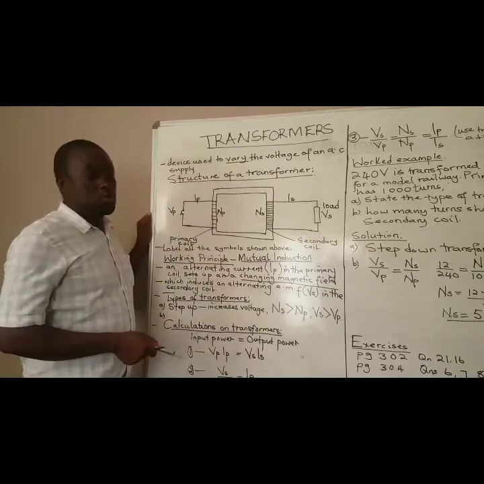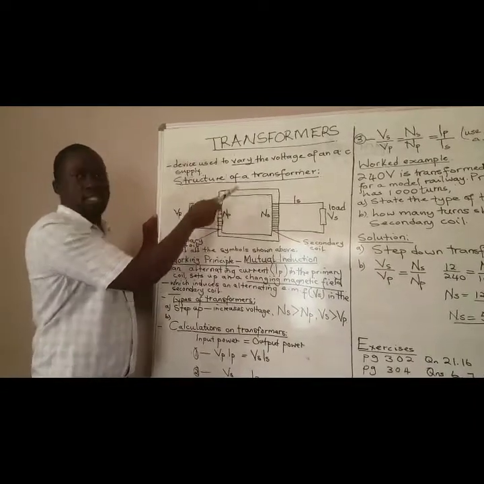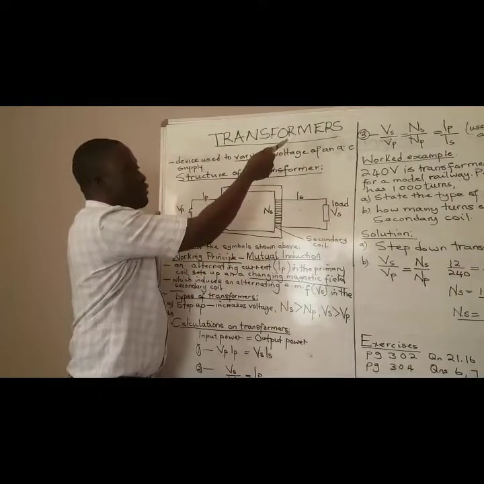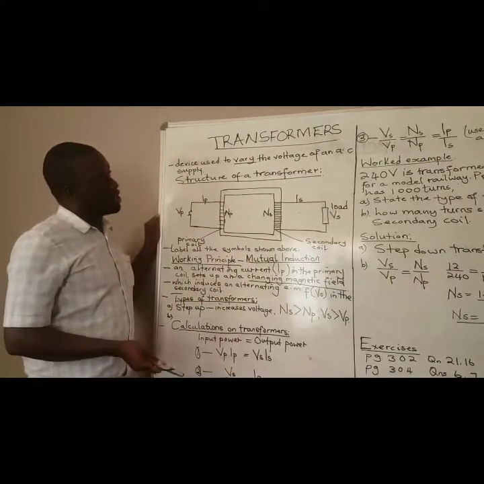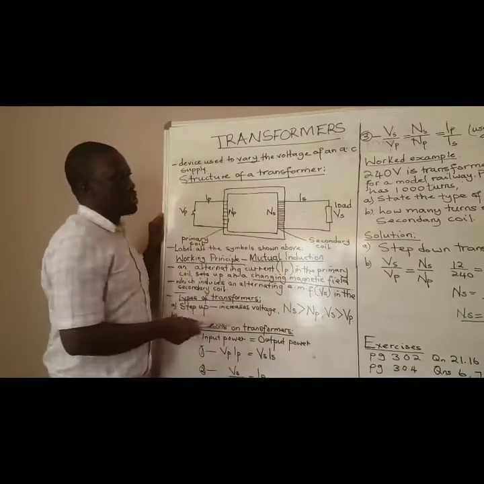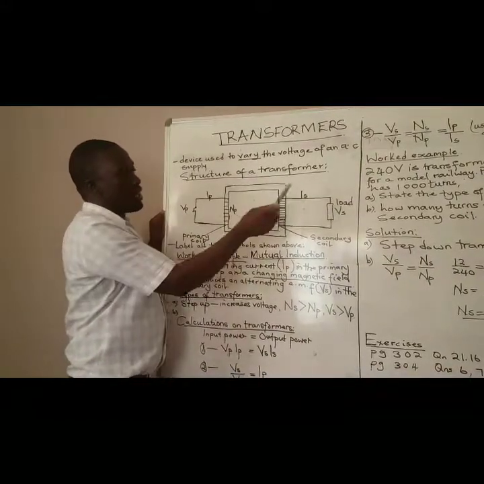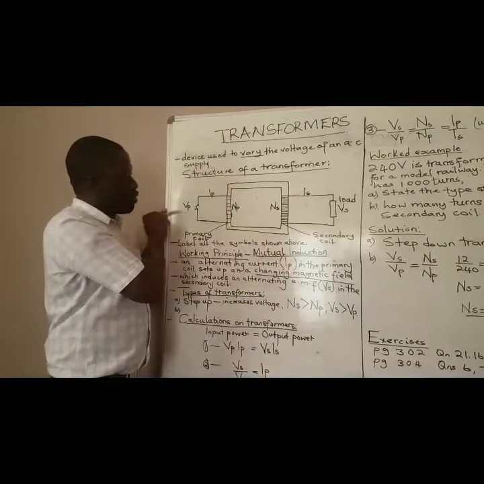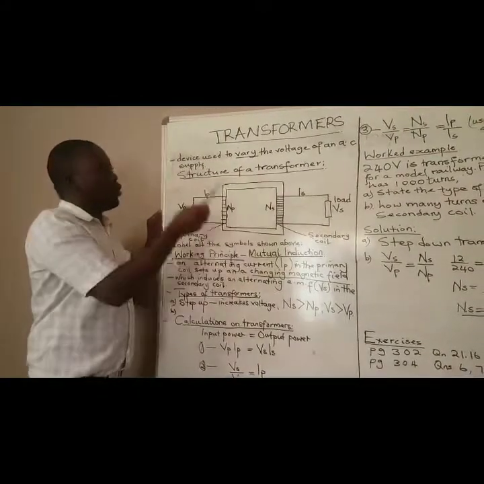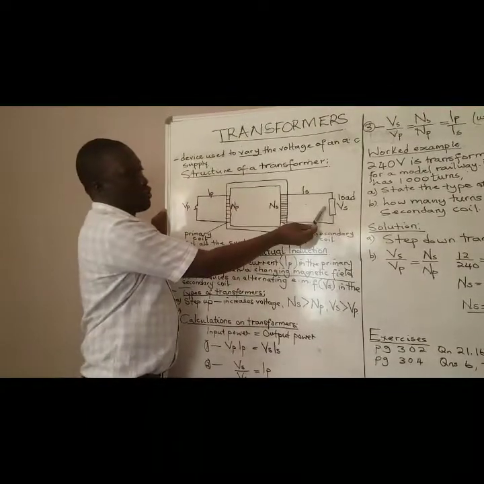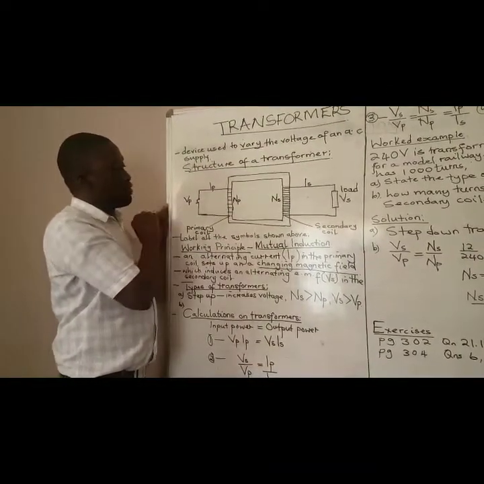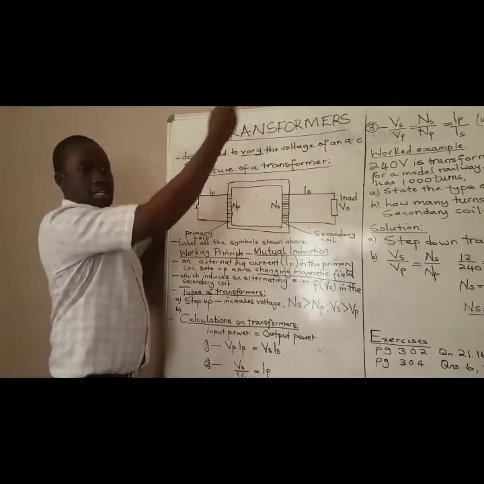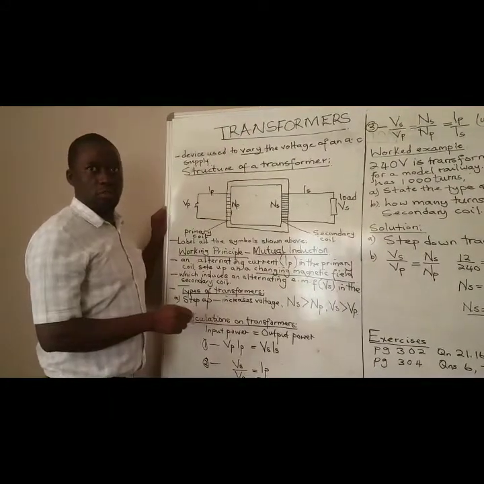A transformer is a device which is used to vary the voltage of an AC supply. By varying here we are saying either to increase the voltage or to decrease the voltage. Let's say you've got a gadget which you want to use this other side and it requires a high voltage. You need to increase that voltage. You start with a low voltage, then you increase. Or you want to use a low voltage this side. It means you start with a high voltage, then you decrease. So varying is either increasing the voltage or decreasing the voltage.